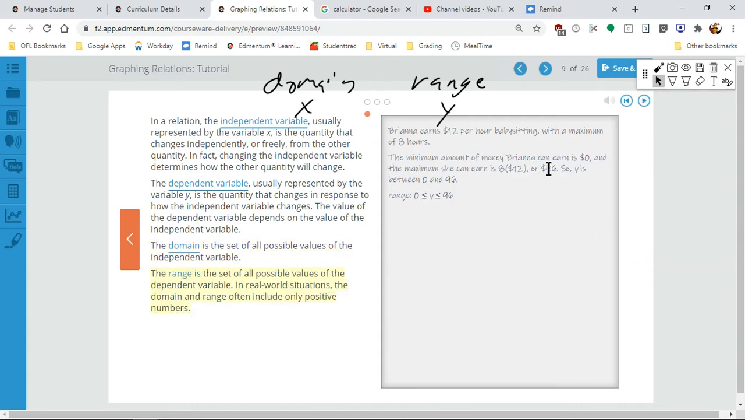And for our range, in order to find it, we have to find the most money she can make. If we look at our chart, 8 is the most hours she can work, so 8 times 12. So our range is she can make no money all the way to $96.